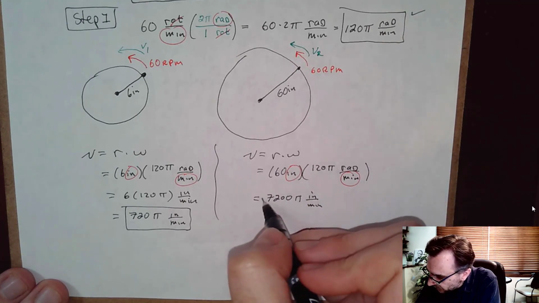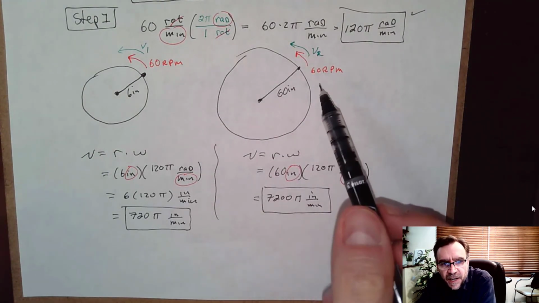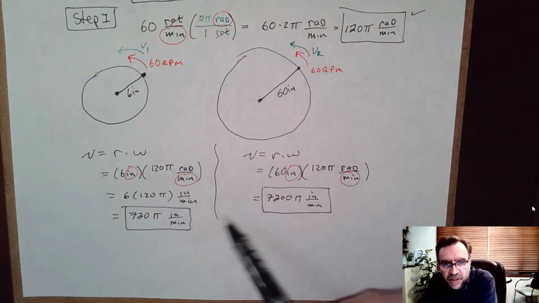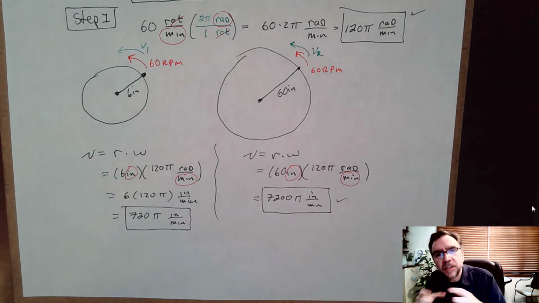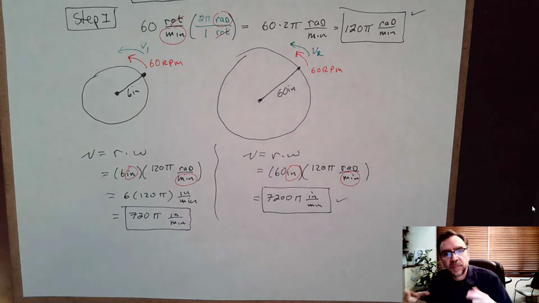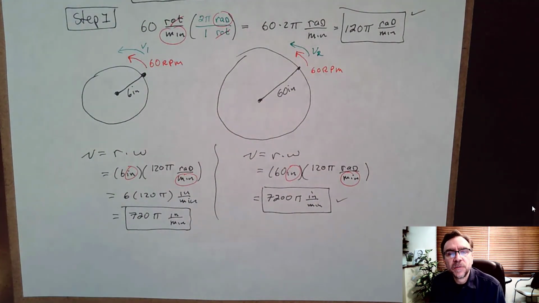So even though the angular velocity is the same, the linear velocity is much greater on the end of a longer string. That's how you get different velocities on different circles. Particularly useful when you're dealing with gears and gear ratios.